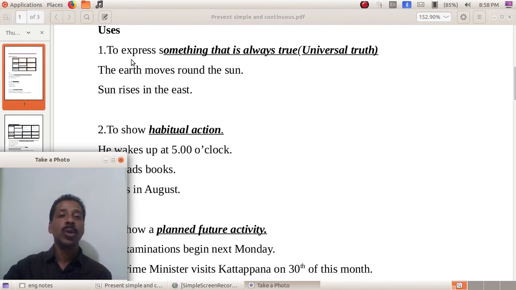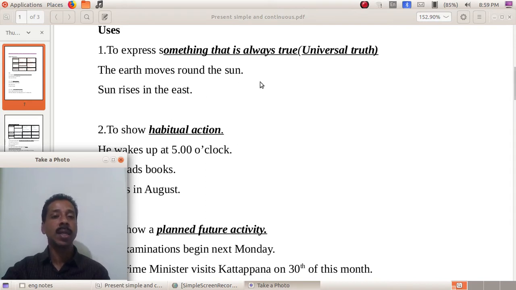First one, to express something that is always true, a universal truth. That means there will be no change. That is why it is told that it is something always true or a universal truth. One or two examples are given here. The earth moves around the sun. We know that it's a universal truth. There will be no change every time. Even in the past it was like that, in the present it is like that, and in future it will be like that. So it will be the same. There will be no change at all. That's why we say universal truth.